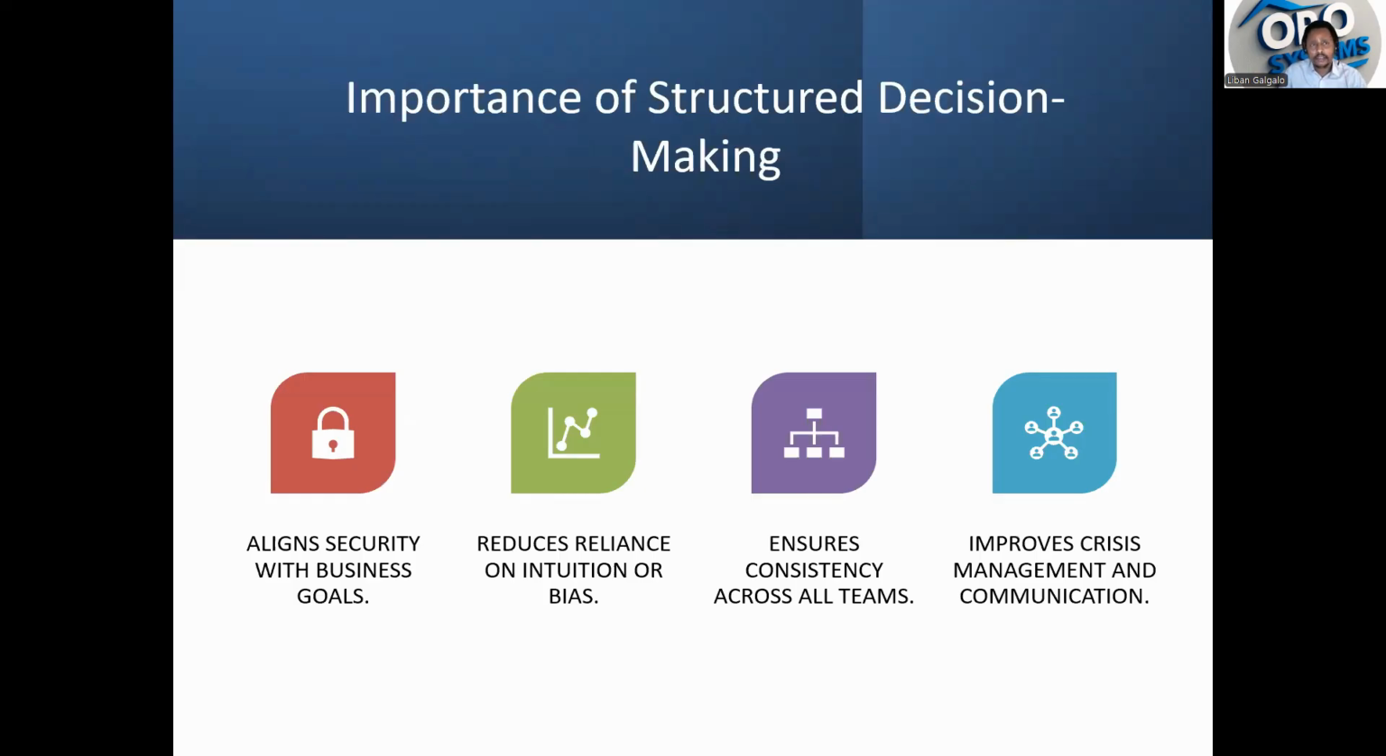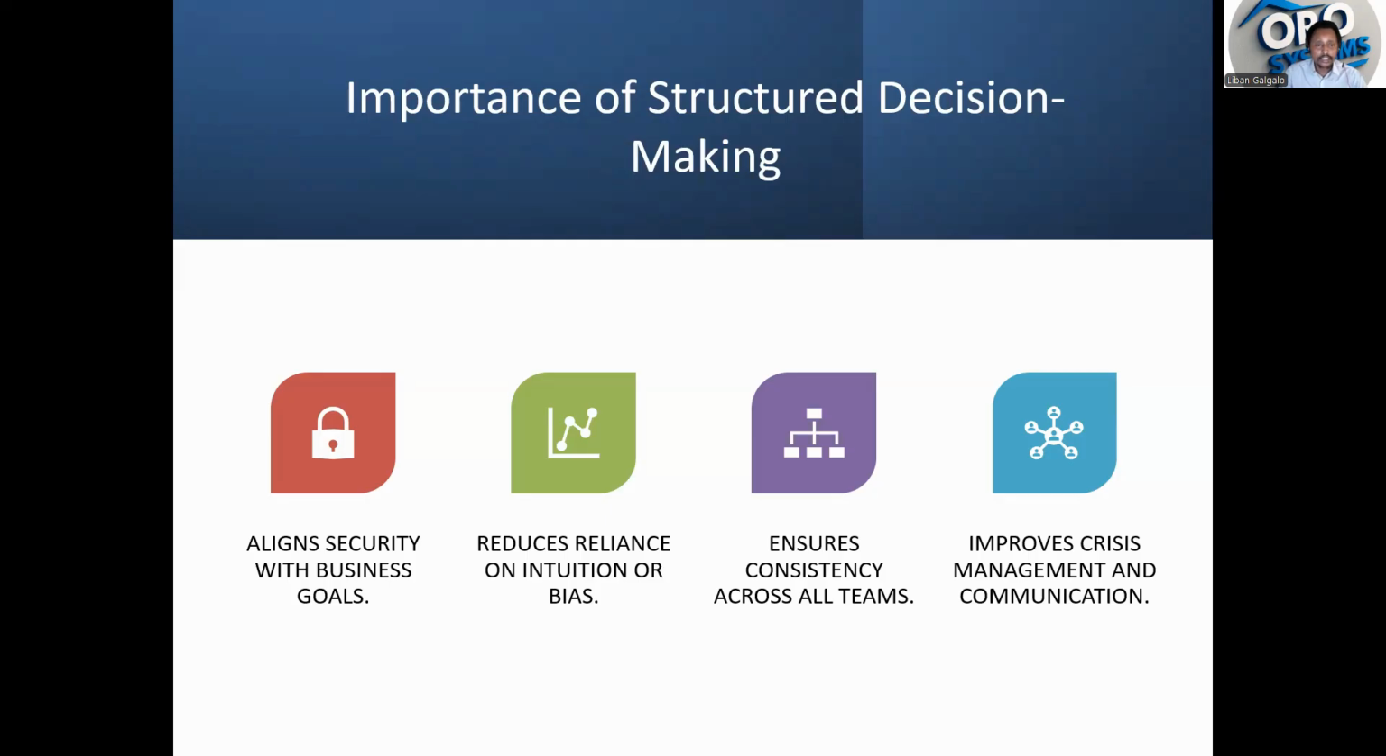So, the importance of structured decision making. When there's a decision, it should be made in a structured way instead of just saying things. The first thing is to align security with the business goal. What is the goal of the business, and how do we secure it to make sure of business continuity? That's why it should be aligned with the business goal. Second, it should reduce the reliance on intuition or bias. It should really be focused on reality instead of bias.